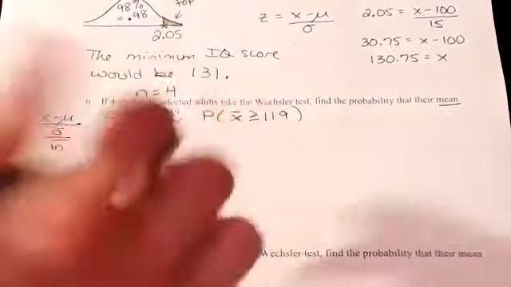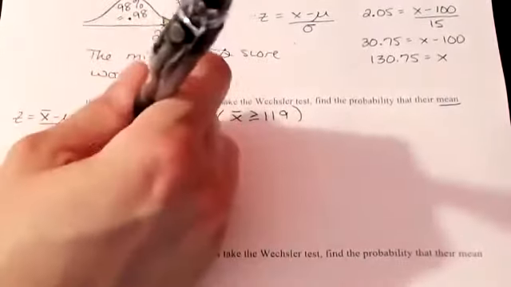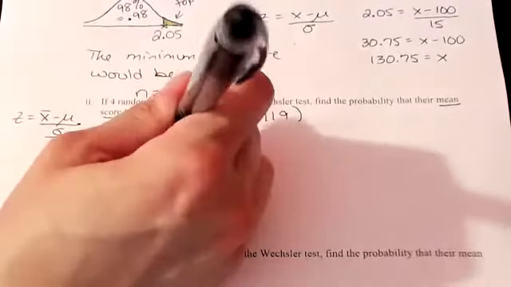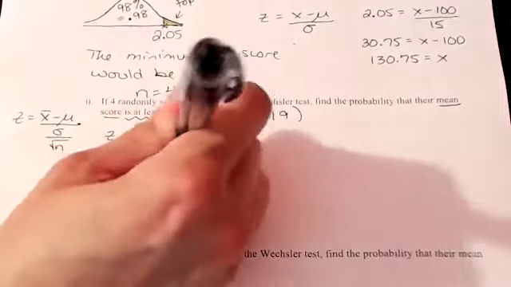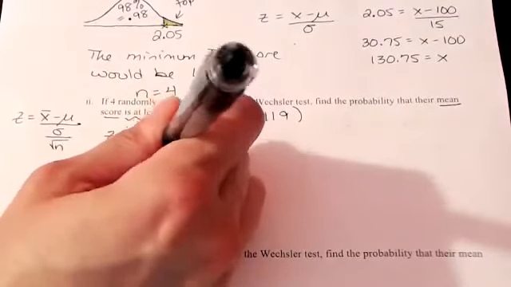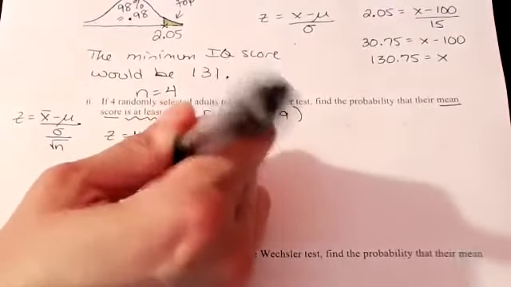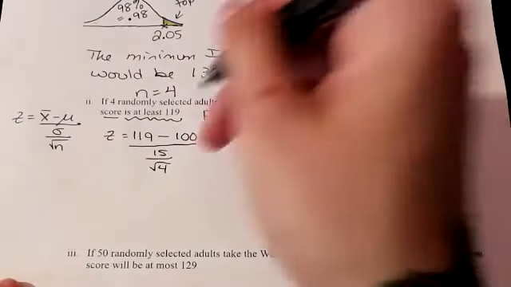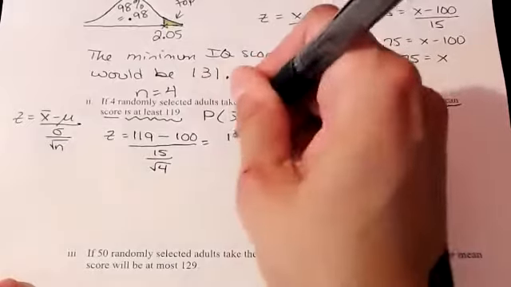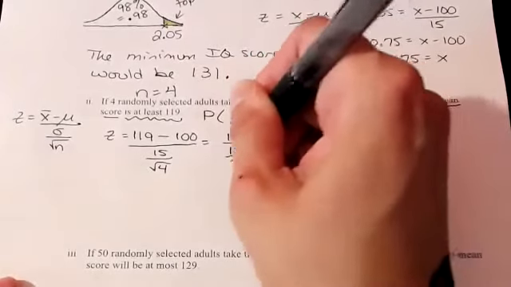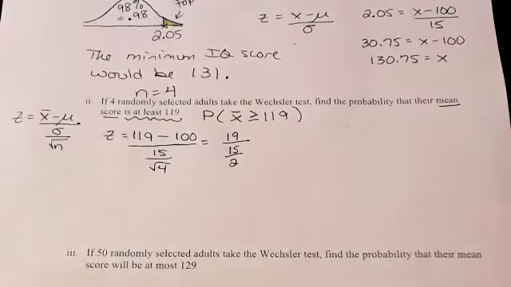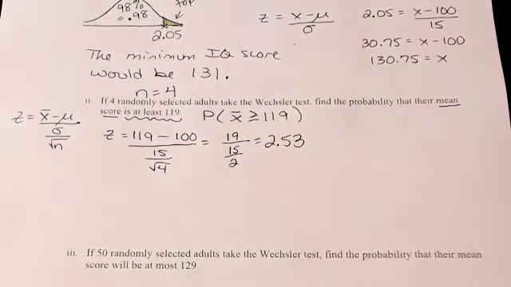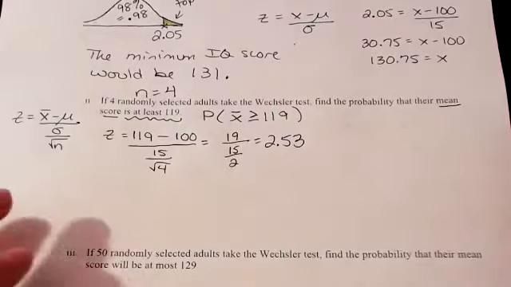Z is equal to 119 minus, we know the population mean is 100, divided by the standard deviation of the population, which is 15, over the square root of n, and n in this case is 4. We go ahead and say this is going to be 19 divided by 15 over 2. And when we punch this into the calculator, you'll get a z-score of 2.53.